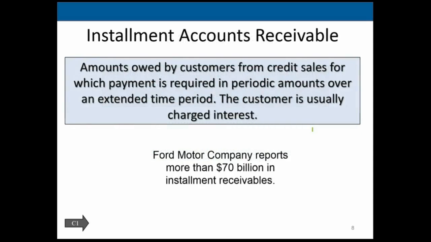Installment sales accounts receivable are amounts owed by customers from credit sales for which payment is required in periodic installments over an extended time period. The customer is usually charged interest. So if we have a longer type of installment sale, such as when we're purchasing a large item, such as an automobile, then of course it would be very likely that we would charge interest in the installments of the receivable over a longer period of time.